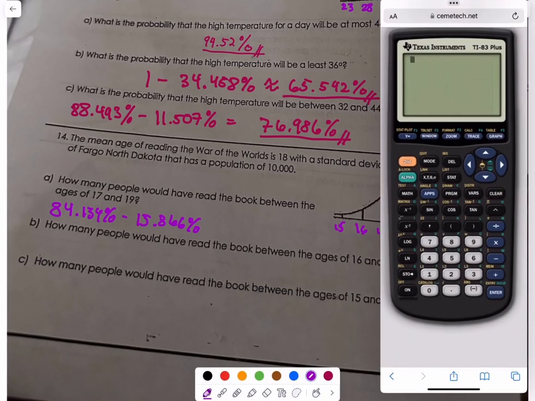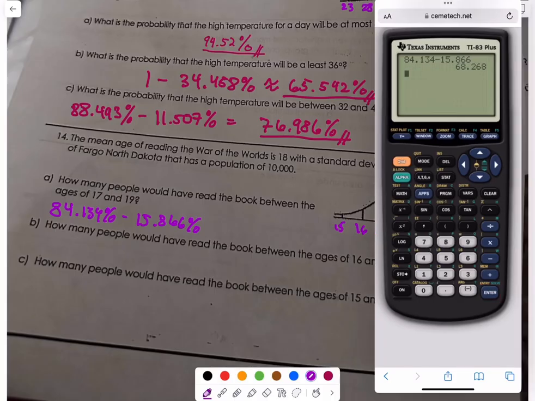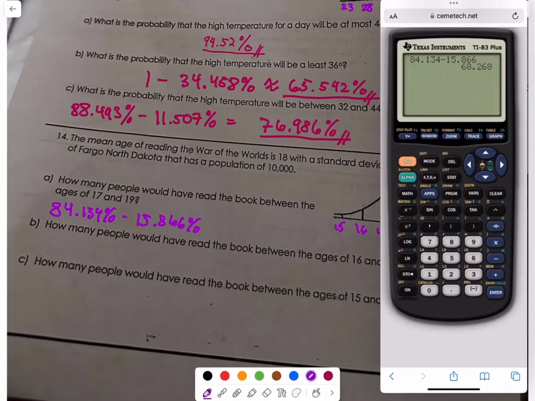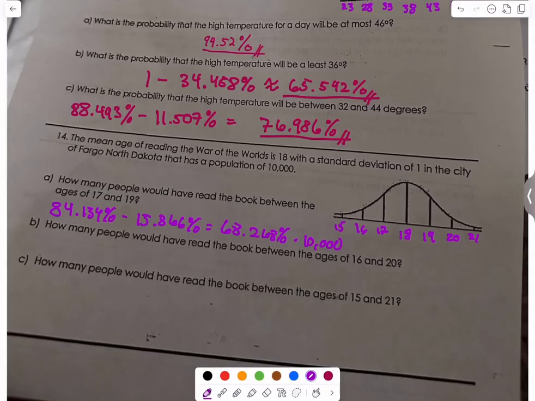Okay, 84.134 minus 15.866. We get this result. Let me make a note: 68.268%. Then we're going to take that and say times 10,000, because the population is 10,000. So move the decimal to the right by what, 4 spaces? 1, 2, 3, and tack on a 0.